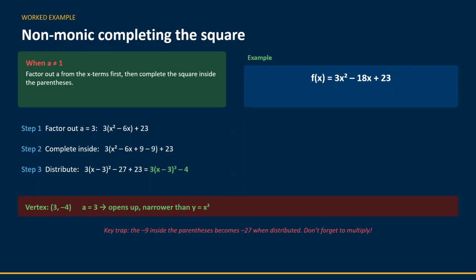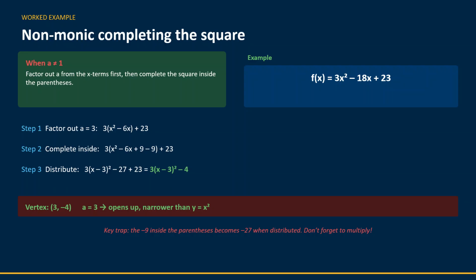Step 2. Complete the square inside the parentheses. Half of negative 6 is negative 3. Squared gives 9. Add and subtract 9 inside. 2 times the quantity x squared minus 6x plus 9 minus 9, plus 7.